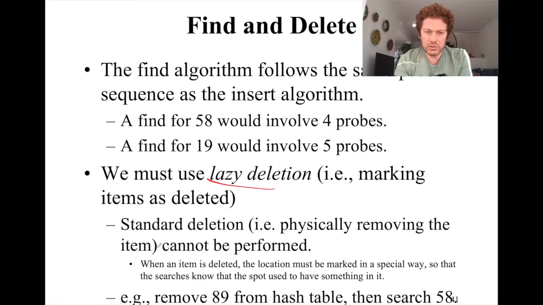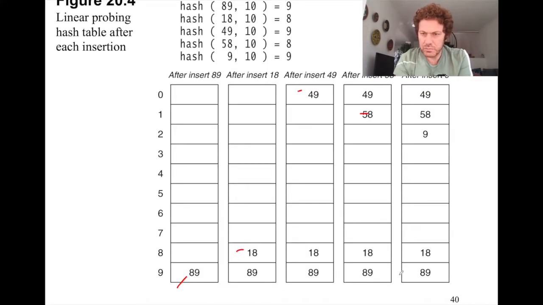Why do I do it? Because let's think that I don't do it, then I will have problems in the searching mechanism. So for instance, if in this final hash table I remove 89, and if I physically remove it, later I may want to find 58. So what happens after 18? I have an empty slot, so I say stop searching because it is empty. There is no connection to the other side, so I wouldn't be able to find 58 even if it exists in my data structure. So instead, I don't physically remove 89. I just mark it, like removed equal to true.